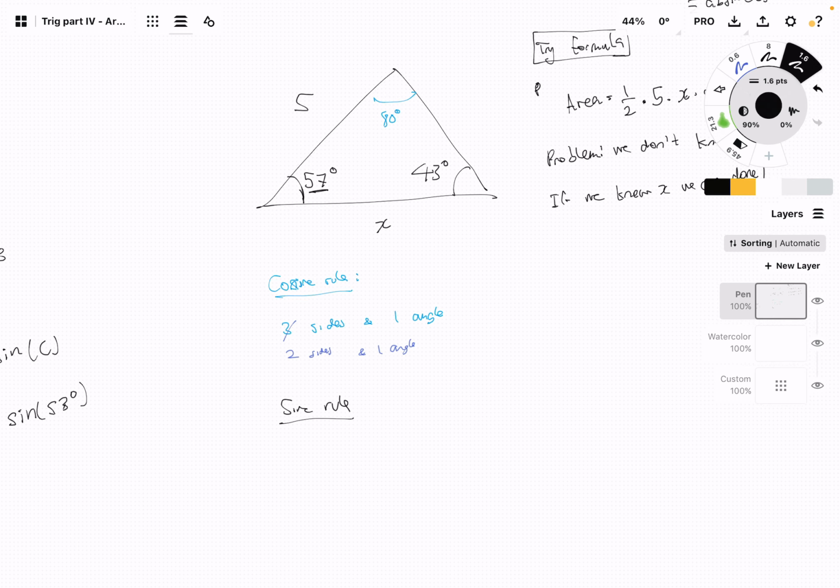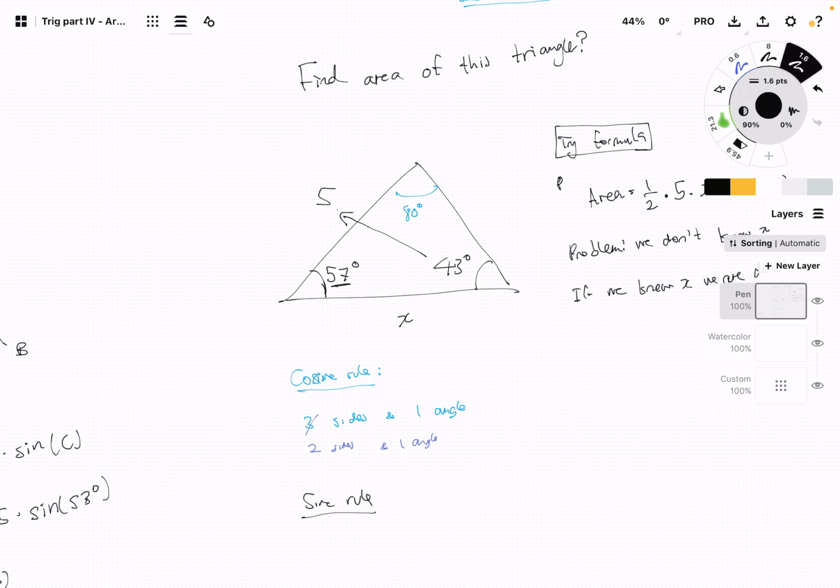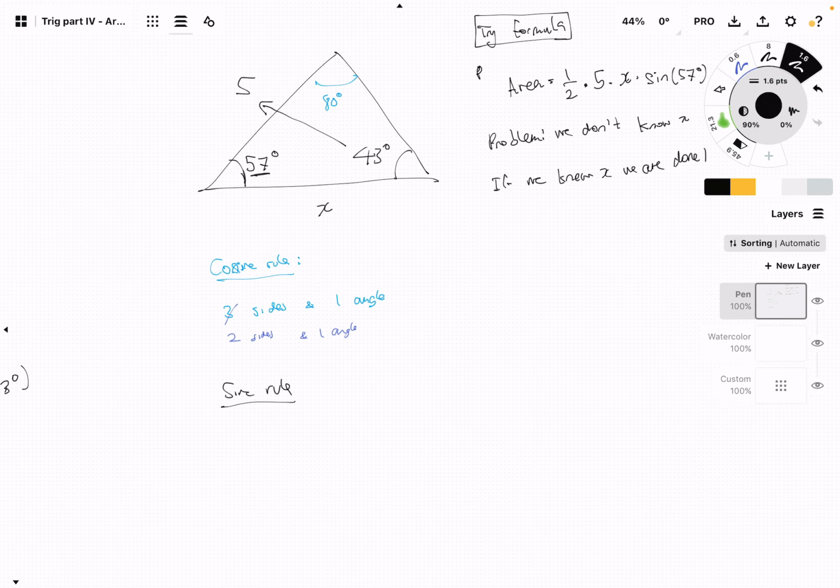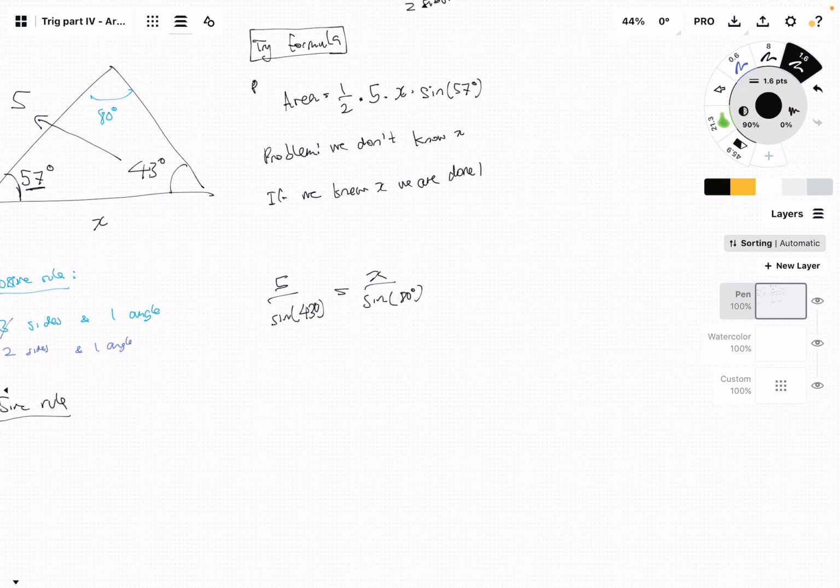And why is that? Well, because we know the ratio for this side. We know that 5 over sine 43 is the same as the ratio of x over sine 80. So we can find x pretty easily. Now we're basically done, right? We find x, and we plug that into here, and we are done.